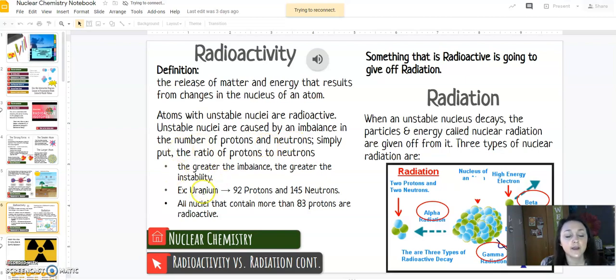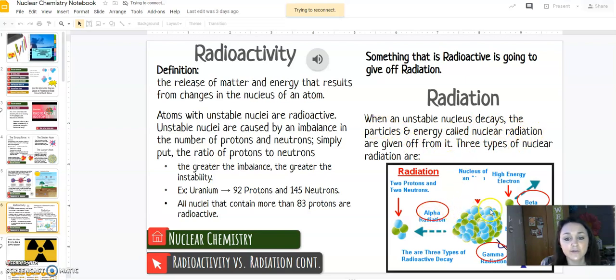So for example, uranium, this is what we use in all of our power plants around here, has 92 protons and 145 neutrons. So that's a huge atom. The strong force is trying as hard as it can to hold these together, but the repelling force is too large. So if our nucleus contains more than 83 protons, so if we're larger than atomic number 83, we're going to be radioactive, something that breaks down and decays, something that the strong force is not strong enough to hold. So radiation is when an unstable nucleus decays and the particles and energy it gives off are called radiation.